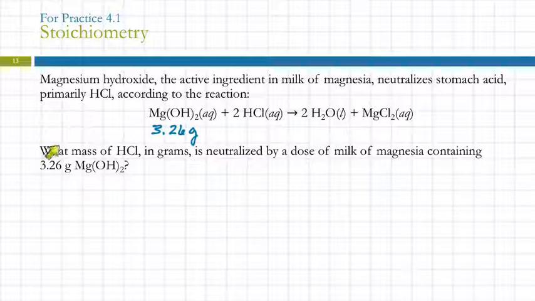Here's the question word, what? What mass of HCl in grams? So I'm trying to find HCl in grams. HCl is my other reactant. Question mark, grams. Now the previous example we looked at the relationship between a reactant and a product, but you can also look at the relationship between two reactants or two products. Any questions so far?